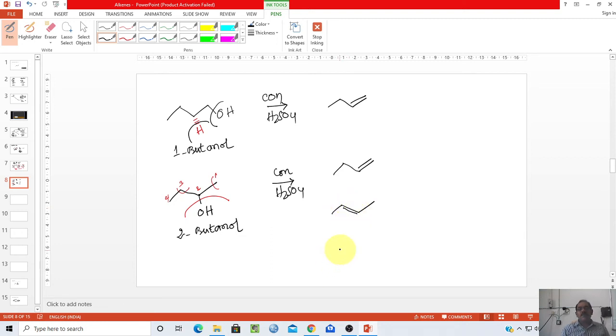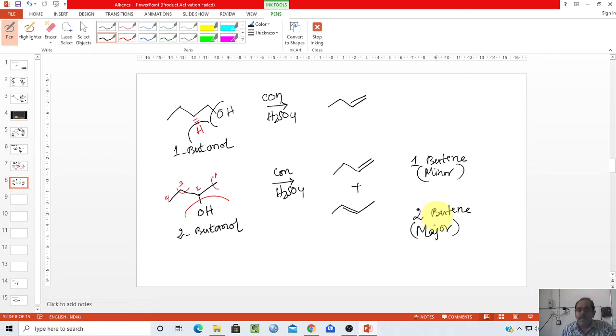Okay. So, are they different? Yes, they are different because this we name as 1 butene. So, this is 1 butene. This is 2 butene. Okay, there are two different products which are formed, and this will be the major product. So, major percentage will be formed, and this is the minor product.